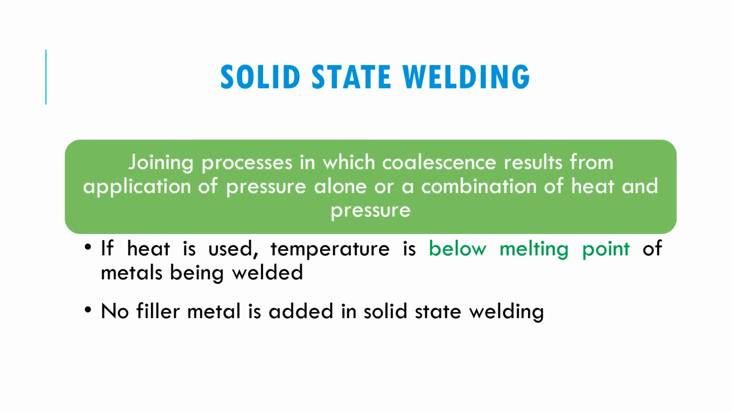The next process is solid state welding. Solid state welding is a joining process in which coalescence results from the application of pressure alone or a combination of heat and pressure. If heat is used, the temperature is below the melting point, meaning that the parts we want to join will not melt. No filler metal is added in solid state welding.